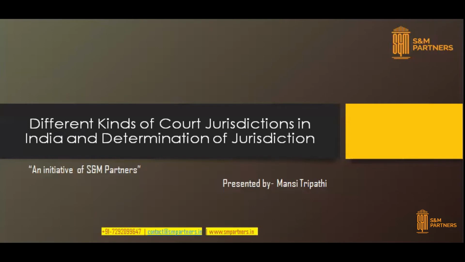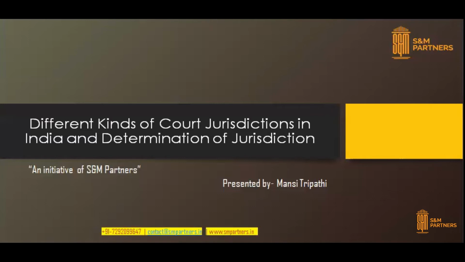Second, territorial jurisdiction. It is defined as the jurisdiction under which a court's authority is specified and delineated on the basis of geographical limit. For example, if a certain offence is committed in Maharashtra, only the courts within the boundary of Maharashtra can try and hear the same, except as otherwise provided for in a piece of legislation.